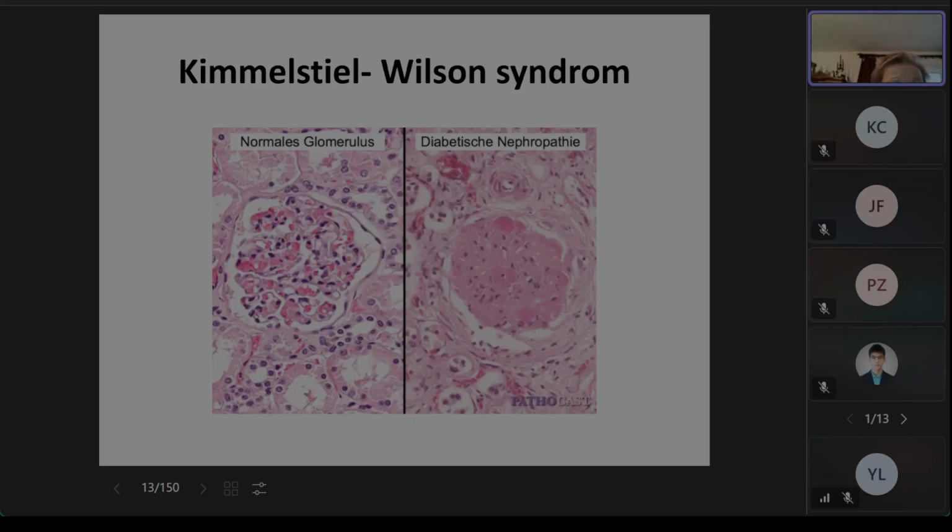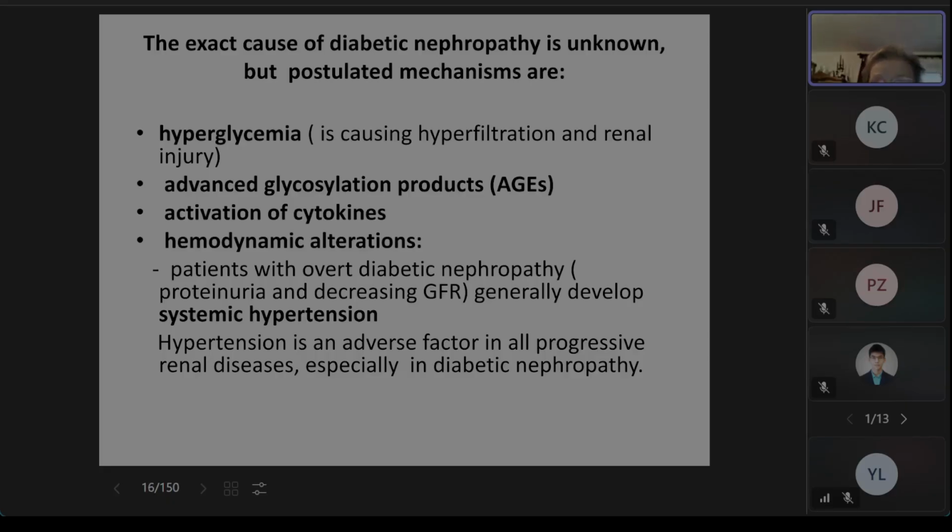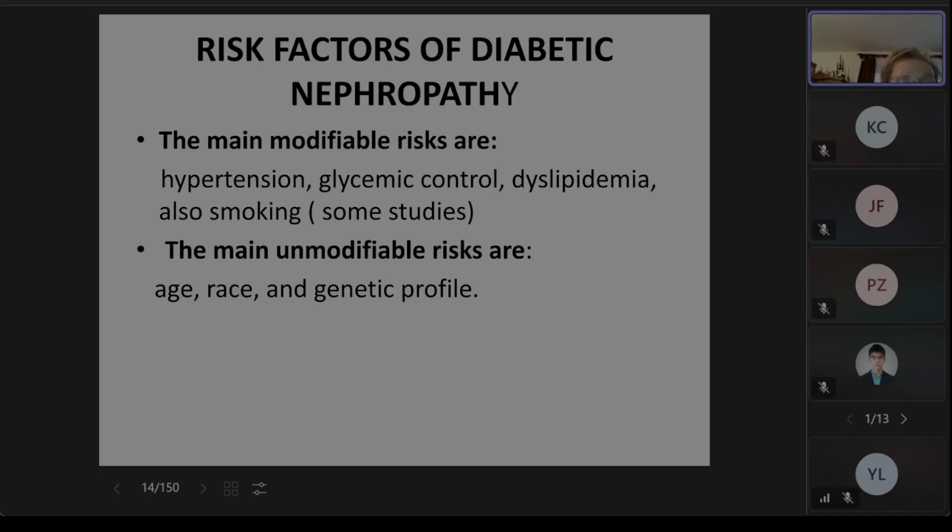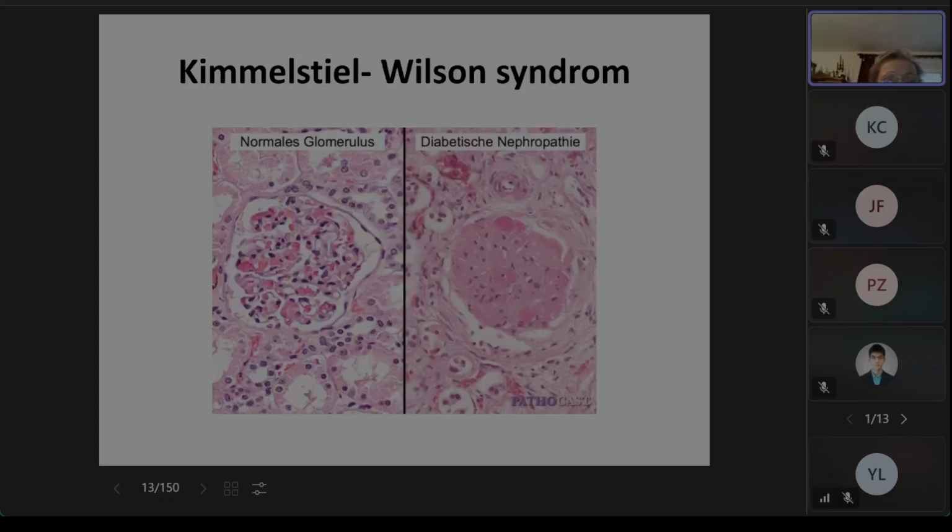The Kimmelstiel-Wilson was first described, sorry, I don't know if I have the slides, but I would like to tell you something about two guys, because it is in the one name. I would like to tell you something about these two guys who detected and first described the Kimmelstiel-Wilson. So let me show you once again this slide.